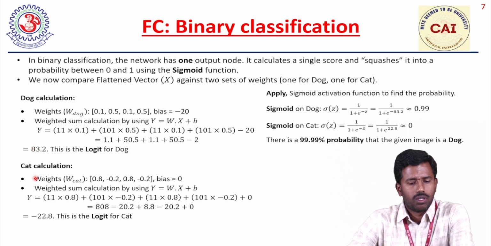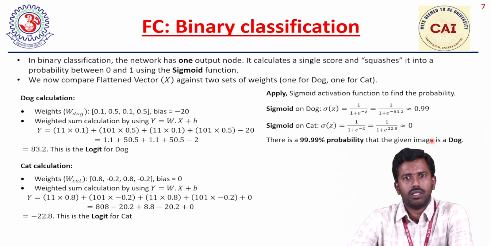Now when it comes to the cat, in the same manner, you will get the final logit for cat as minus 22.8. So this is the binary classification function. To decide the final predicted value, you have to apply the sigmoid activation function, as you know. After applying the sigmoid activation function, with this value as z, I will get a 0.99 probability, near to 1, and the cat is near 0. So the final probability tells us the given input image is a dog.